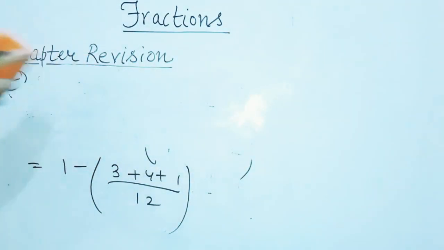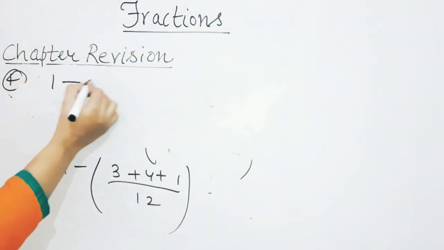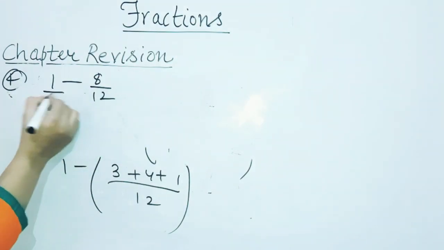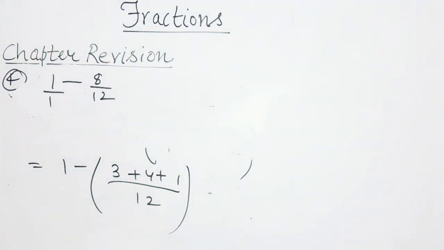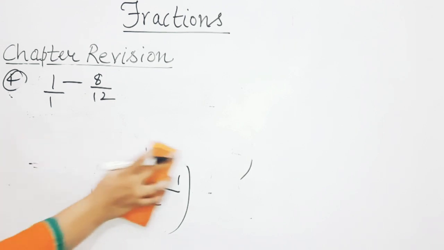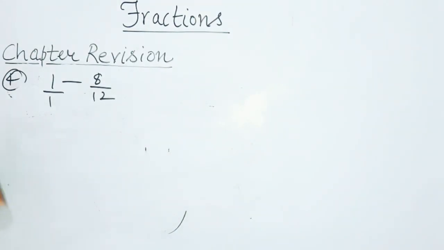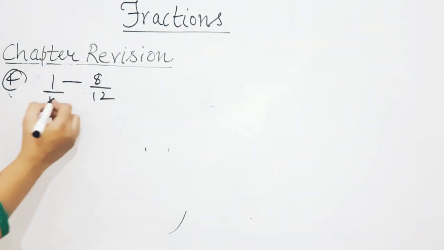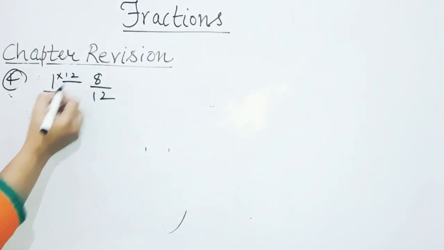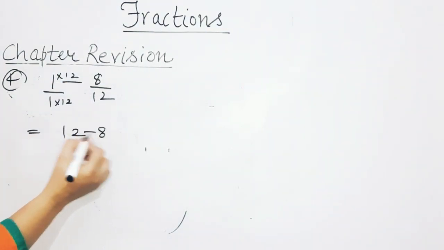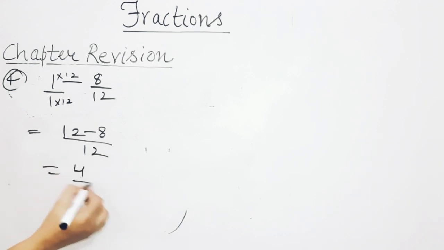1 minus 8/12. So 1 minus 8/12, there is no denominator given. So by default we have to consider 1 as the denominator, right? Now what is the LCM of 1 and 12? It is 12. So multiply it with 12. So 12 minus 8/12, that is 4/12.